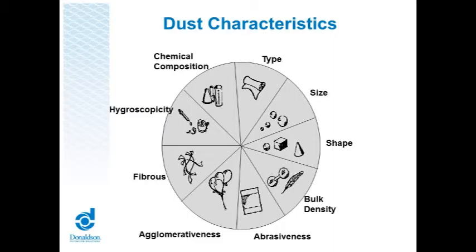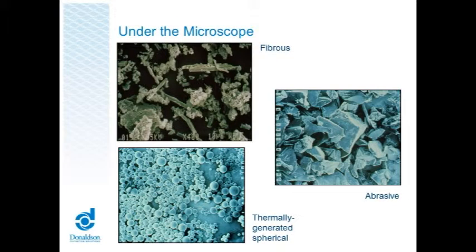So those are kind of some of the things we talk about. The next slide will show you some photos. These are under a scanning electron microscope, or I think I messed that up, but anyways, you're taking, say, a fibrous dust on the top. You can see the strands there. You can see an abrasive dust.